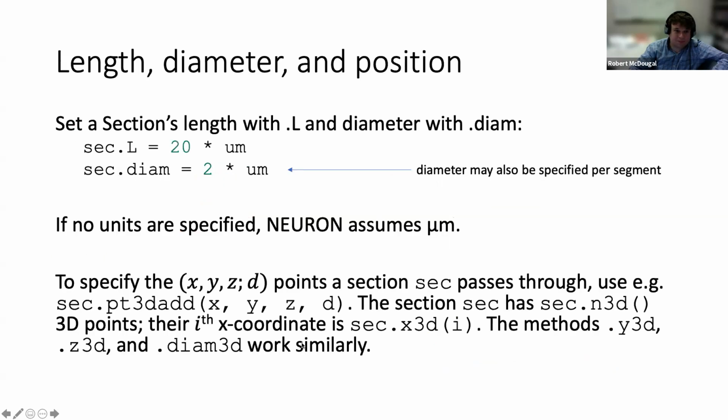All right. We've already said we can specify the length, we can specify the diameter. If I do want to specify coordinates in 3D space, I can use pt3dadd, and that's going to give me an X, a Y, a Z, and a diameter. But again, usually you're not going to want to do this by hand. Usually you're going to want to load in morphology that was traced with Neurolucida or something like that.